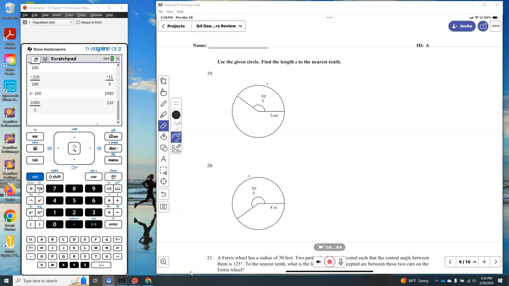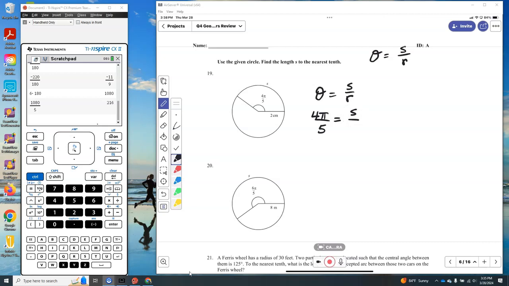It says, use a given circle, find the length of S to the nearest tenth. Remember that theta, in radians, is the ratio of the arc length over the radius measurement. So theta equals S over R. In this case, we have 4 pi over 5 is equal to the arc length, which we don't know, over 2 centimeters. We have to find it to the nearest tenth, so we're going to be multiplying. 5S is equal to 2 times 4 pi, which gives you 8 pi centimeters. And then we divide by 5.